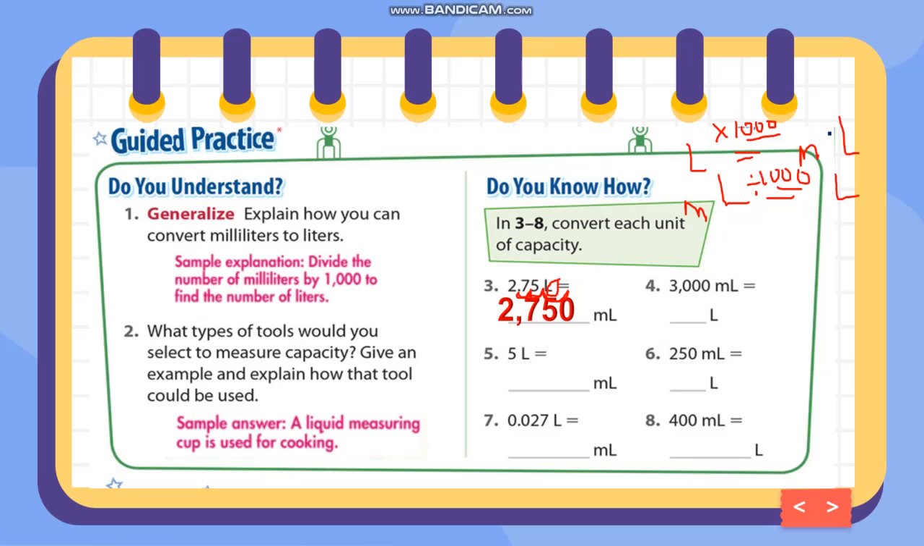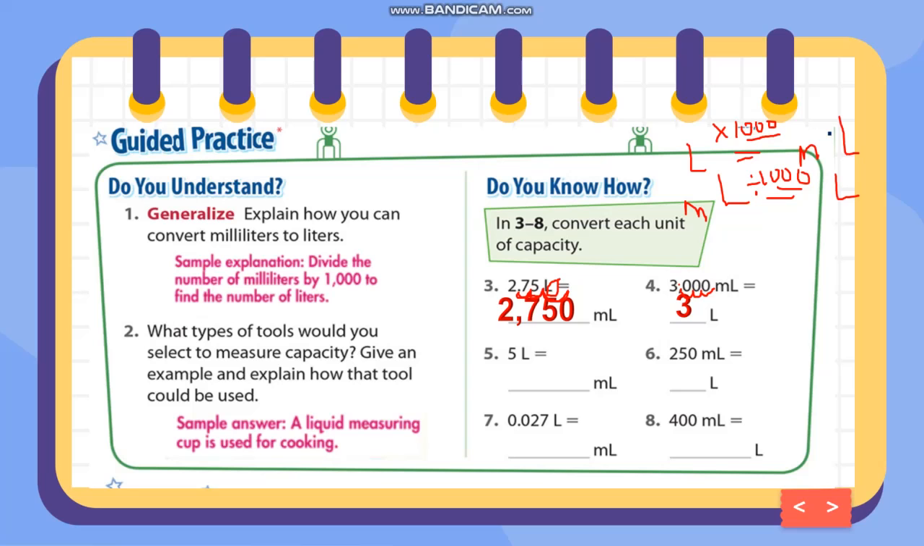So since we are dividing 3,000 by 1,000, that is division, and the given has no decimal, so we need to start at the end of the digit. Then 3 movements, 1, 2, and 3. So my decimal is there. So the answer is 3.000, or that is equivalent to 3 liters.